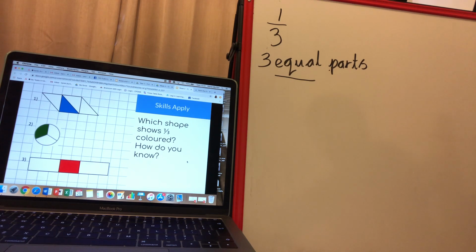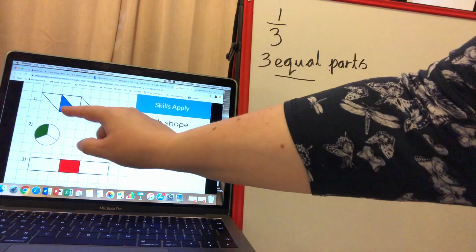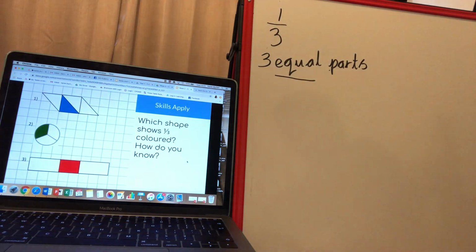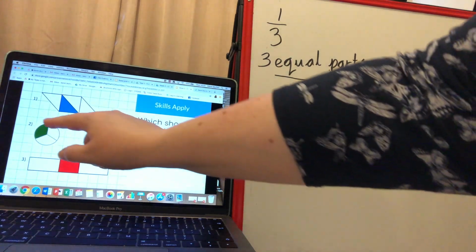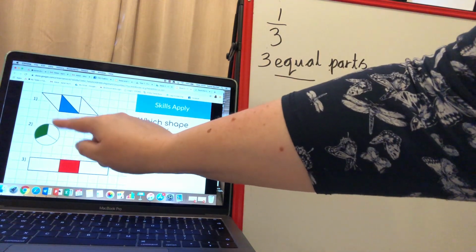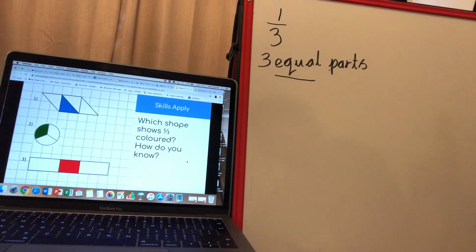Okay, well, let's look at number 1. It's got 1, 2, 3, 4 parts. That's split into quarters, so that's not a third coloured, is it? Question 2, 1, 2, 3 equal parts. One's coloured. Yes, number 2 has 1/3 coloured.